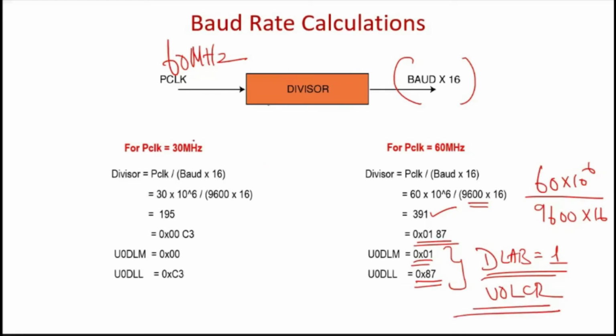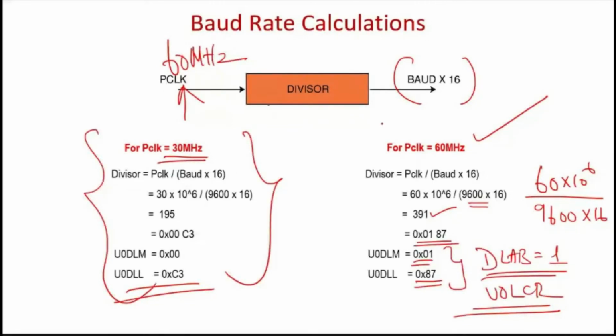The same calculations are done for 30 megahertz peripheral clock. Suppose you have designed your peripheral clock for 30 megahertz, the entire calculation will change. This is for our application. In case you are coming out with a peripheral clock of 30 megahertz, then probably these are the values that you have to worry about.